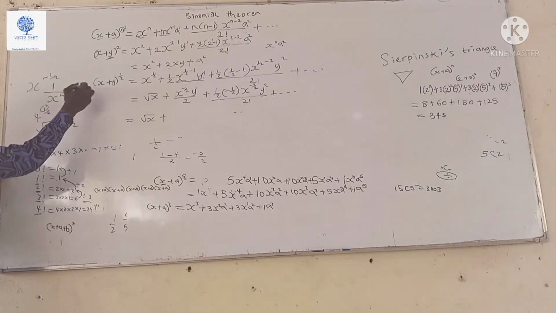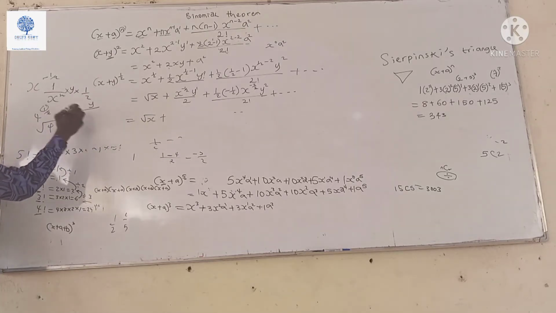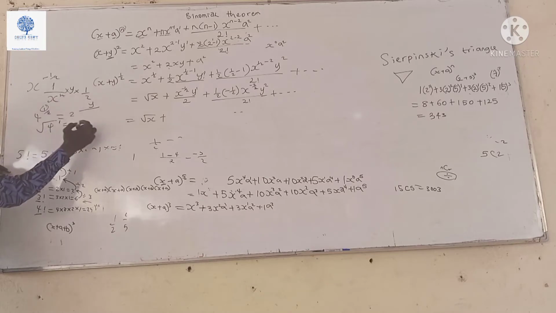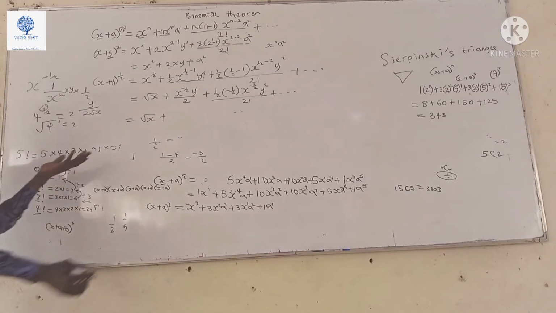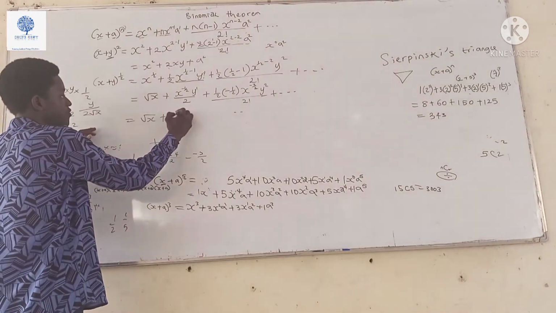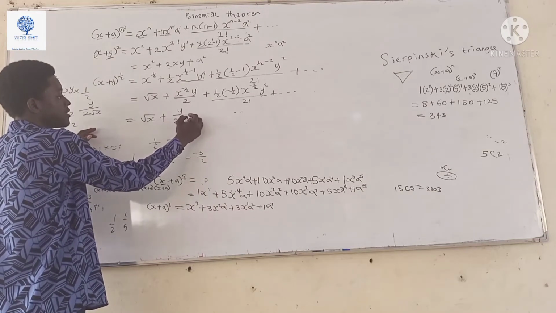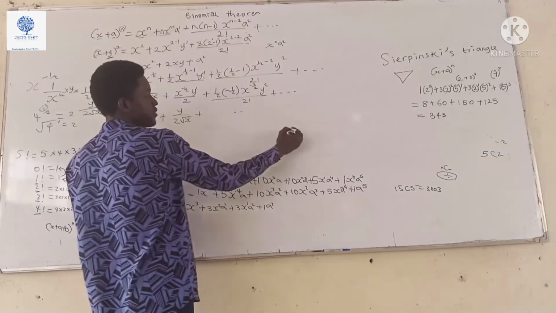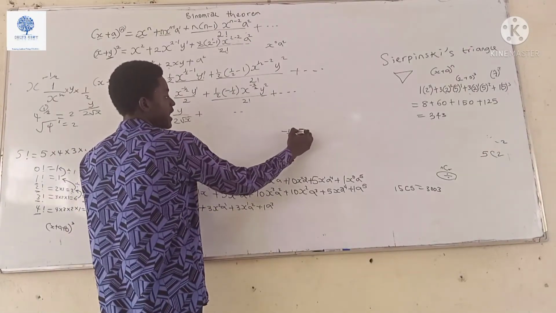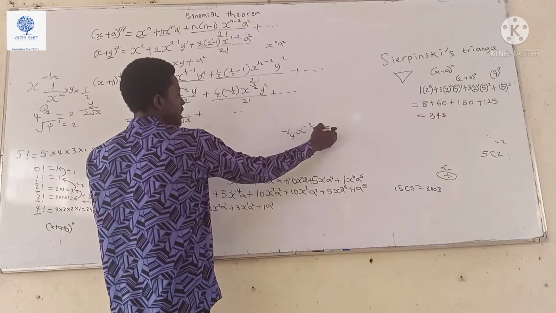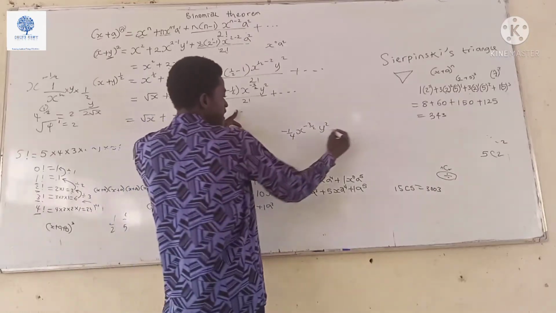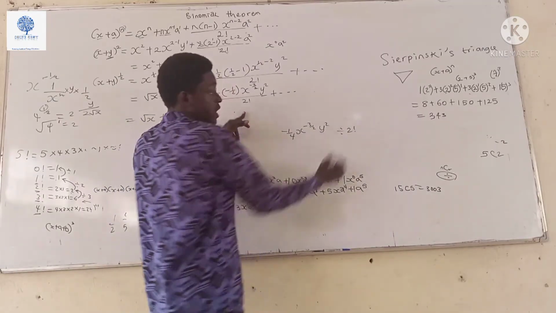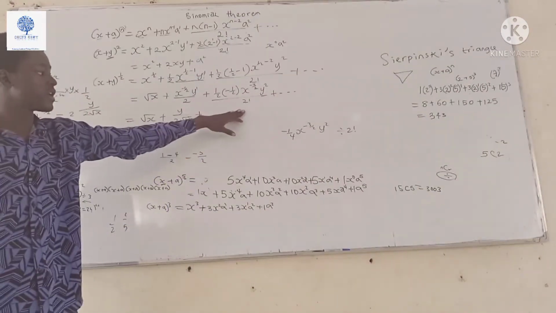First of all, 1 times y times 1 is y, all over x to the power of half, which is square root of x. And then 2 times square root of x is 2 times square root of x. So this gives us y over 2 root x, plus half times minus half is minus 1 over 4, x to the power of minus 3 over 2 times y squared. And then we are dividing by what? 2 factorial, right? We are dividing by 2 factorial.